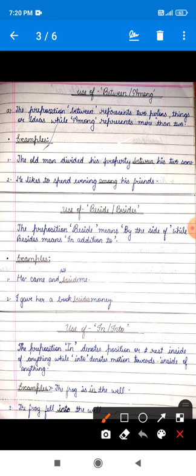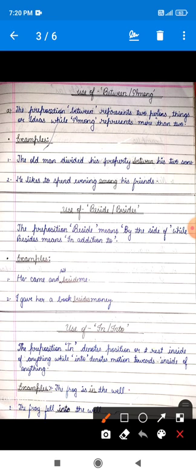Now see the next example. He likes to spend the evening among his friends. So here with friends, it is not confirmed whether the friends are two or more than two. So that is why we have filled here among. I hope you have got my points, the difference between among and between.